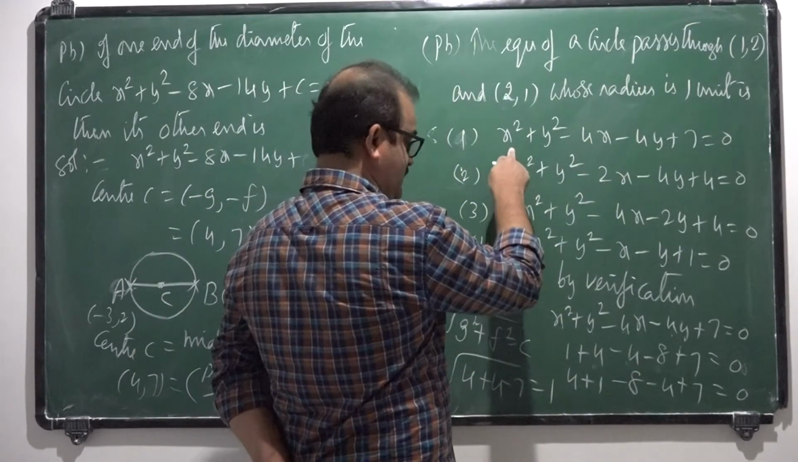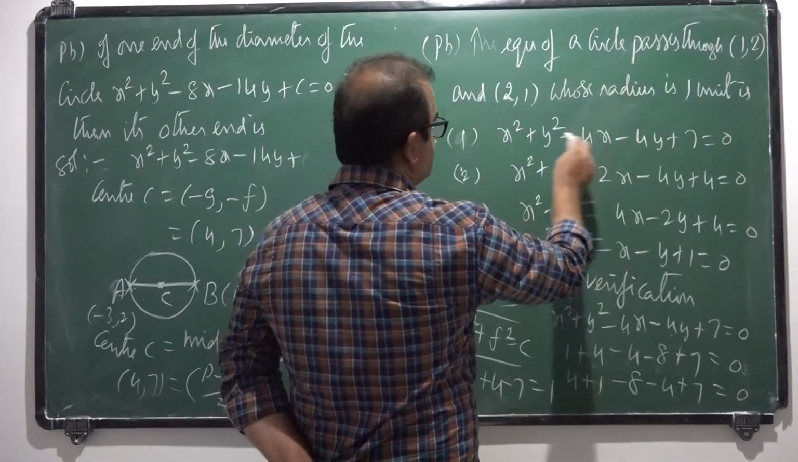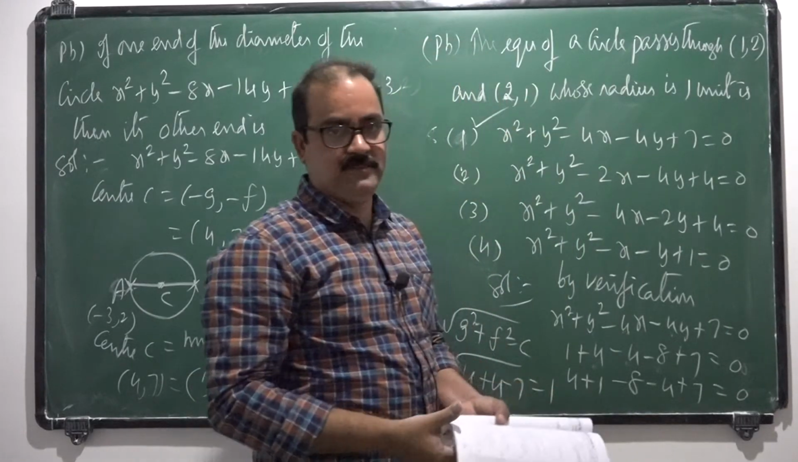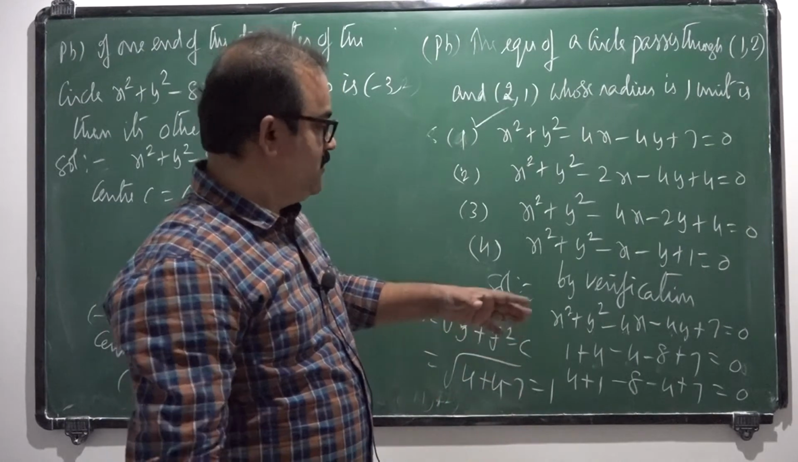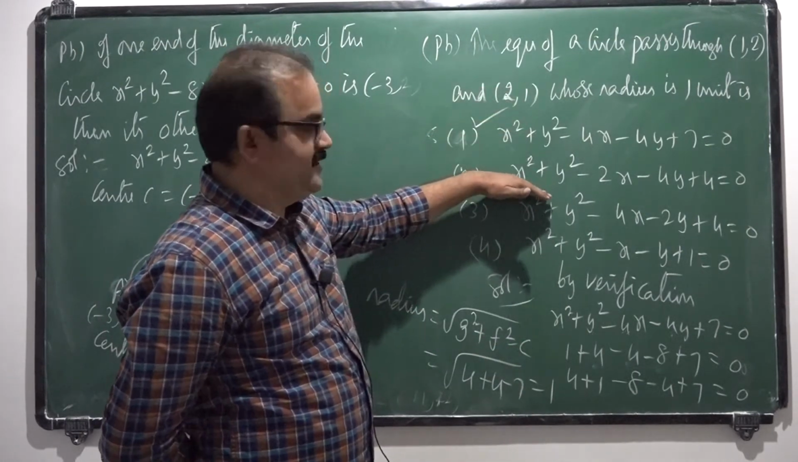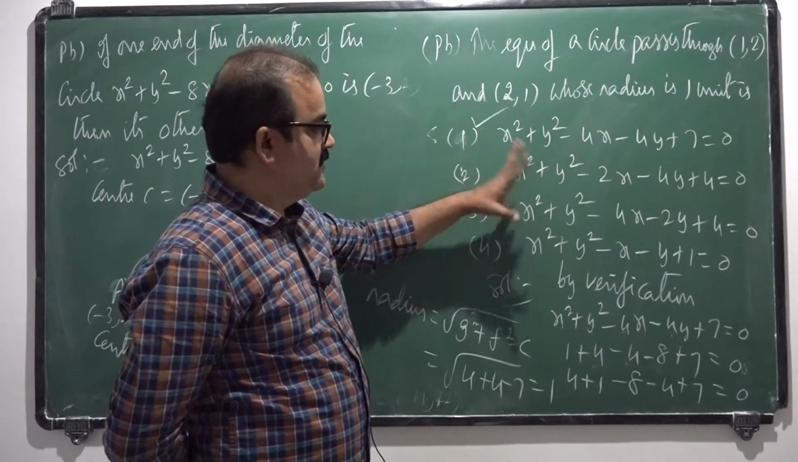Here, 2 points are satisfied and radius is also 1. So, option 1 is the correct option. This is the verification method. If option 1 fails, then we verify the second option, third option and fourth option.